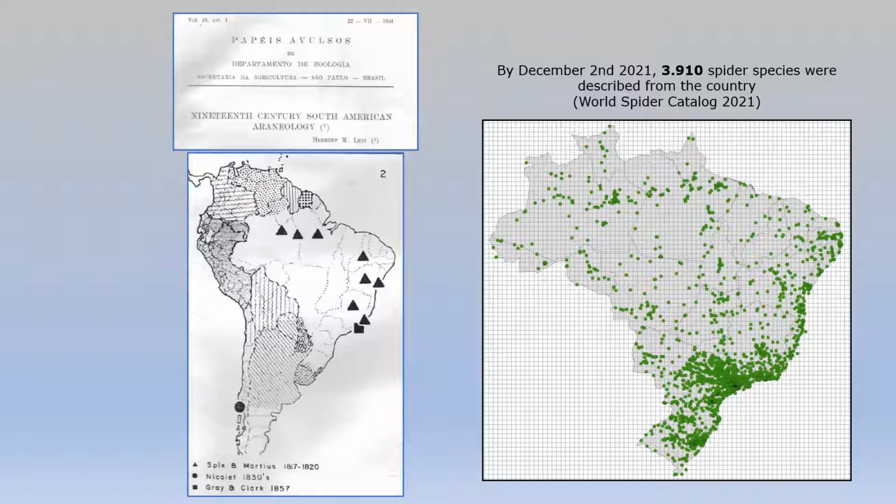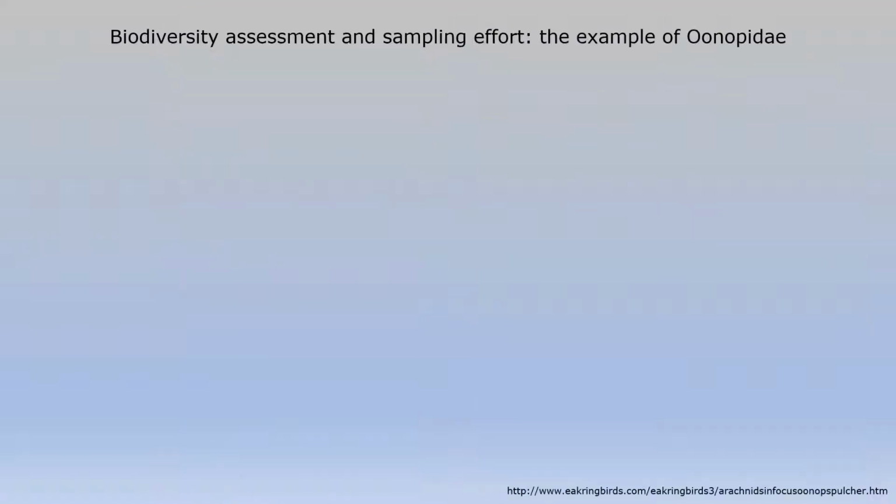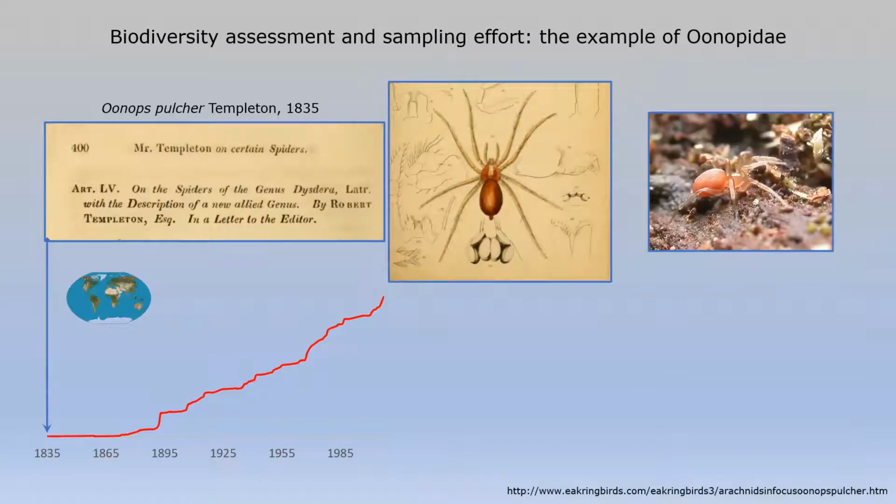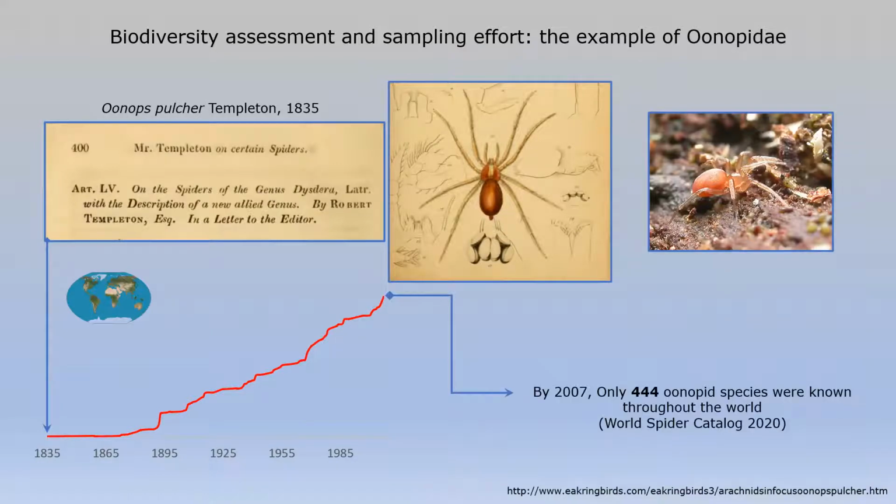I would like to illustrate that with a specific spider family, the goblin spiders or Oonopidae. What you see here is a species accumulation curve for the family. The first Oonopid species was described in 1835 from Europe. It is this small, cryptic spider, nothing apparently very interesting at first sight. With the combined efforts of taxonomists around the world and through time, we reached a total of 444 Oonopid species by 2007. This figure would suggest the family is not particularly diverse and interesting, right?